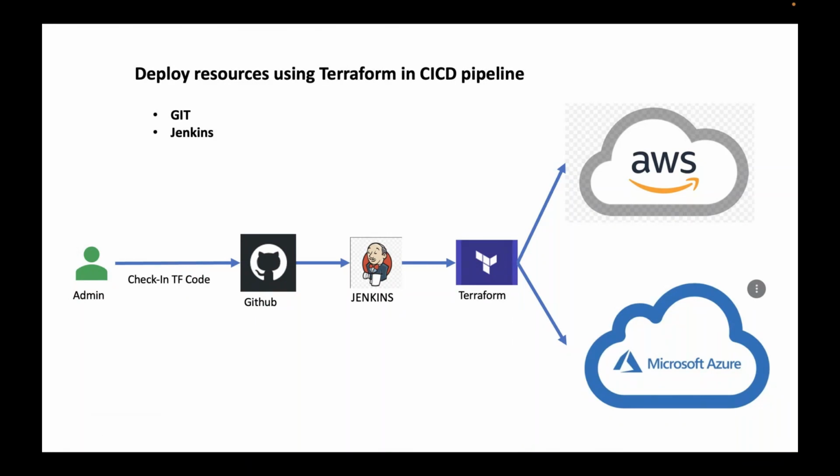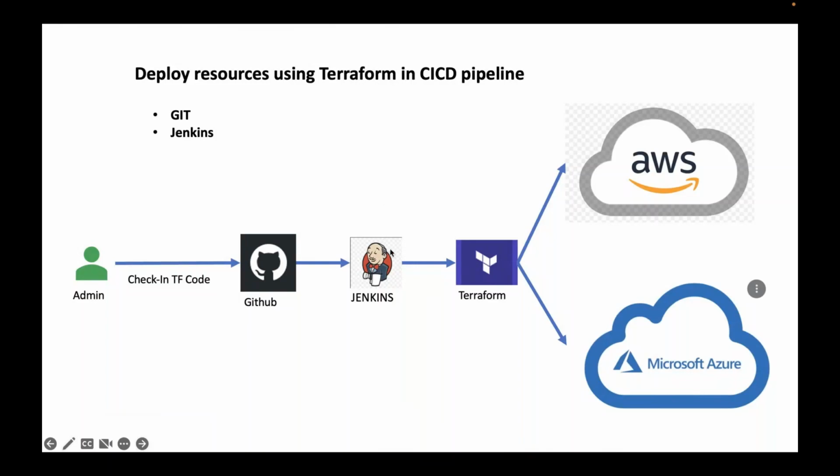Correct. So first we need to understand how GitHub works, because this is our source of truth. That means whatever code is in this GitHub repo will be executed by Jenkins. What is Jenkins? Jenkins is a continuous integration and continuous deployment tool.